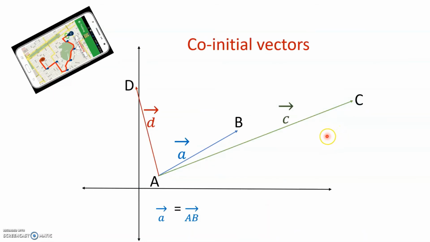Next, co-initial vectors. So when you have vectors starting from one point and going in different directions, you have three vectors here, vector A, vector C, and vector D. Now, you notice they're all starting from the point A. So, such vectors, A, C, and D, can be called co-initial vectors.